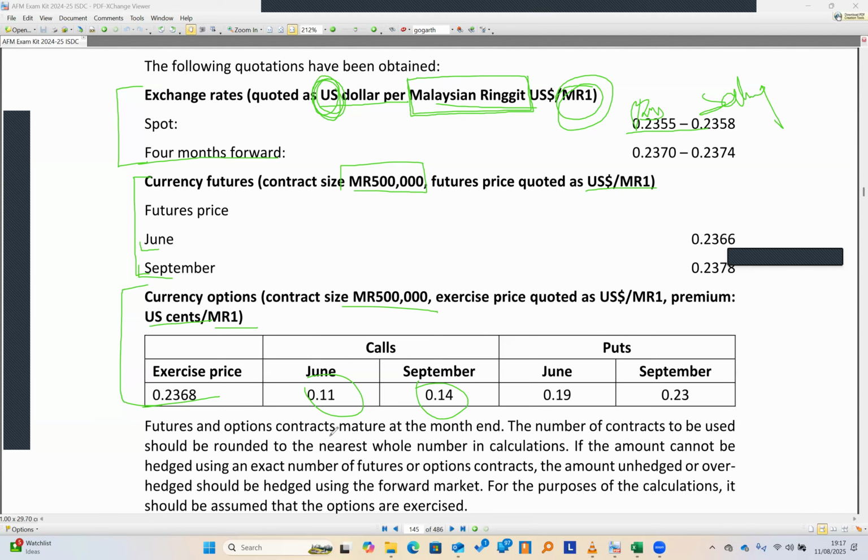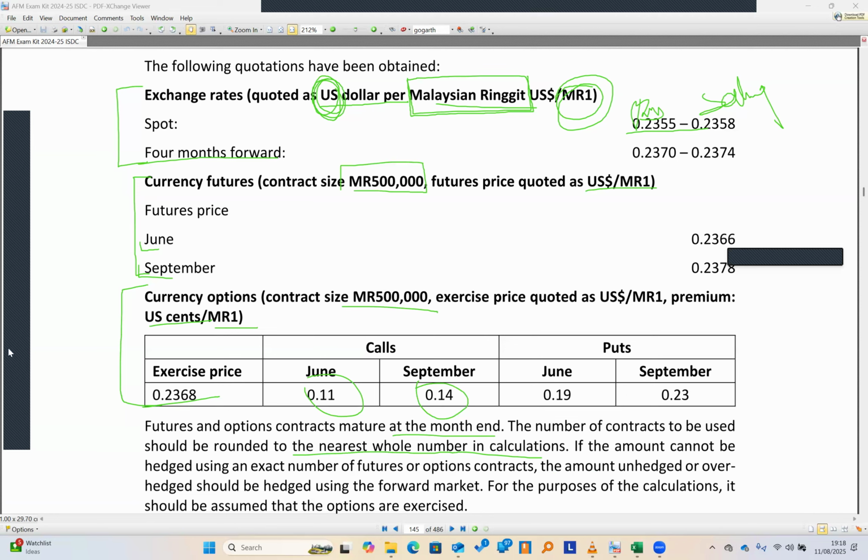So the futures and option contracts mature at month end. The number of contracts to be used should be rounded to the nearest whole number in calculations. The amount cannot be hedged using an exact number of futures or options contracts. The amount unhedged or overhedged should be hedged using the forward market rate.